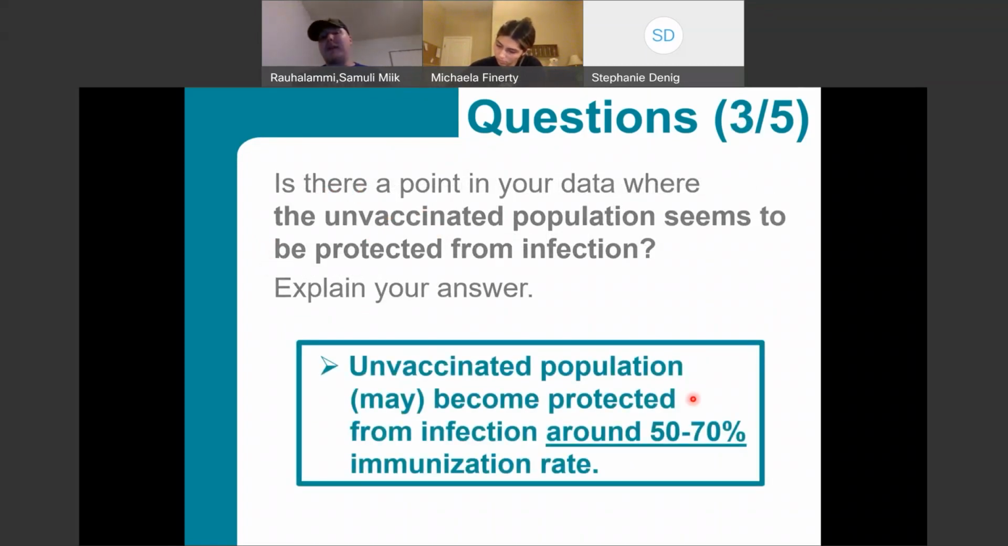Some students say that it's about half of the population once they get vaccination, then everyone is fine. Some say that it might need to be 70%. It is really up to you how you read the data. So the unvaccinated population may become protected from infection at around anywhere between 50 to 70 percent immunization rate.